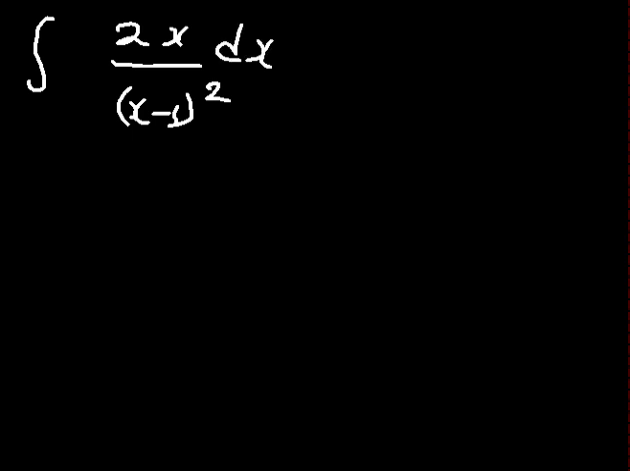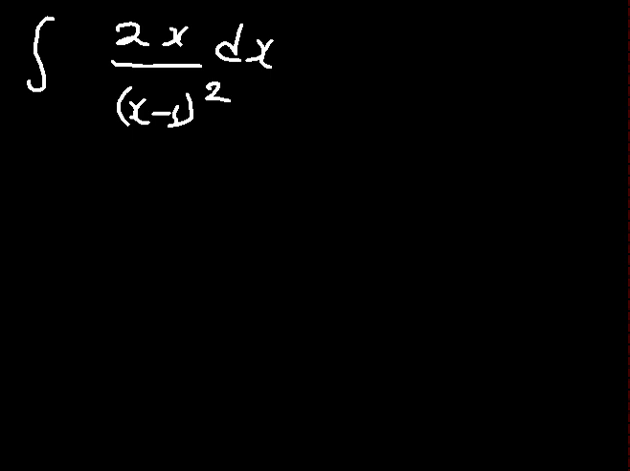Now what if we have this case? Let's say we have the integral of 2x (x − 1)² dx. Basically the expression which is inside the square root, or inside the power, is the one that is given as the actual u. And basically that's the principle behind it.